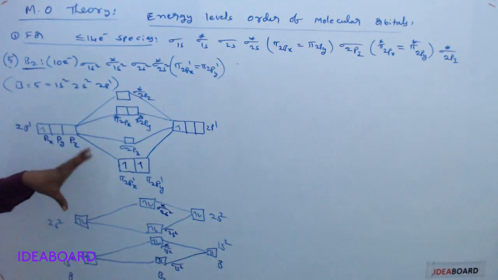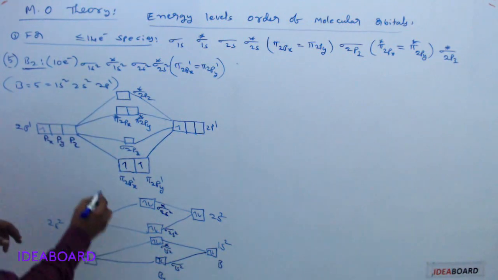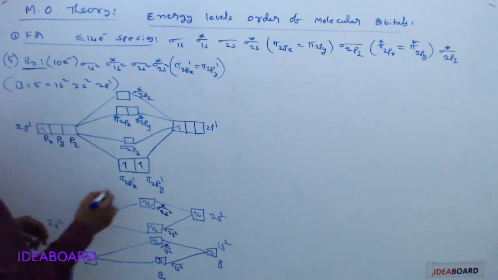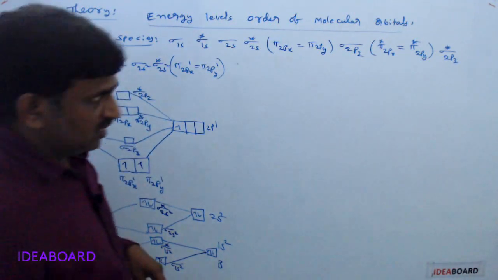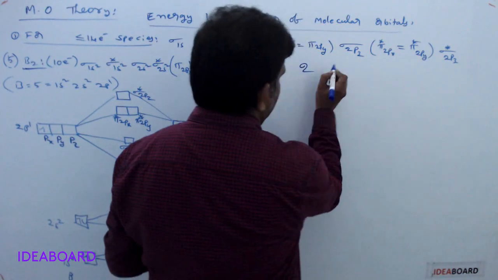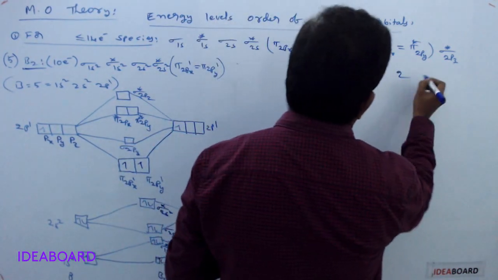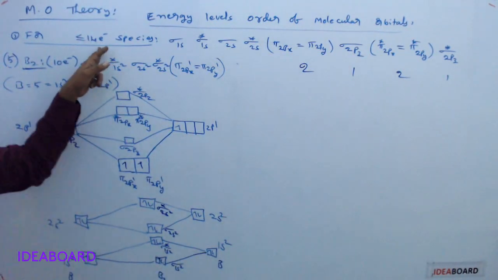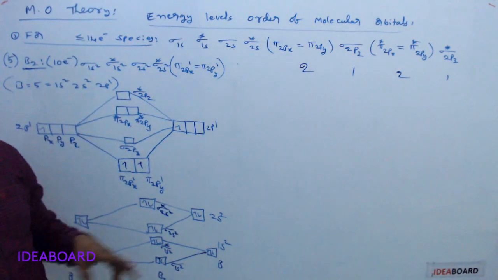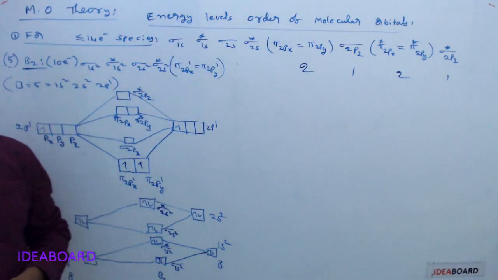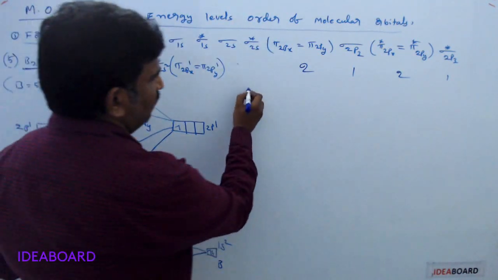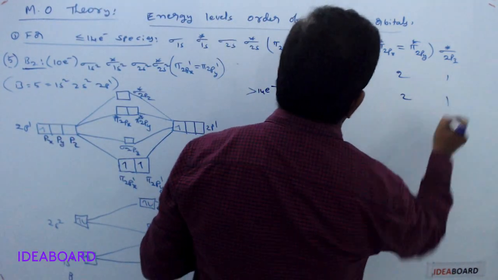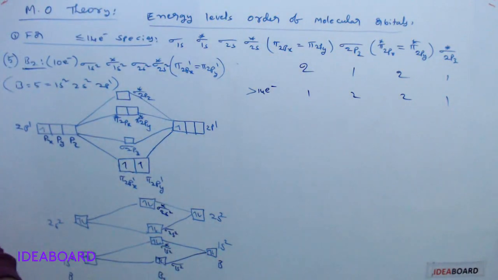You will have some difficulty in remembering this. Remember it like this: these are two orbitals, this is one orbital, this is again 2, 1. So for species with fewer than 14 electrons, it is 2, 1, 2, 1. For higher numbers, meaning more than 14 electrons, we will get 1, 2, 2, 1.